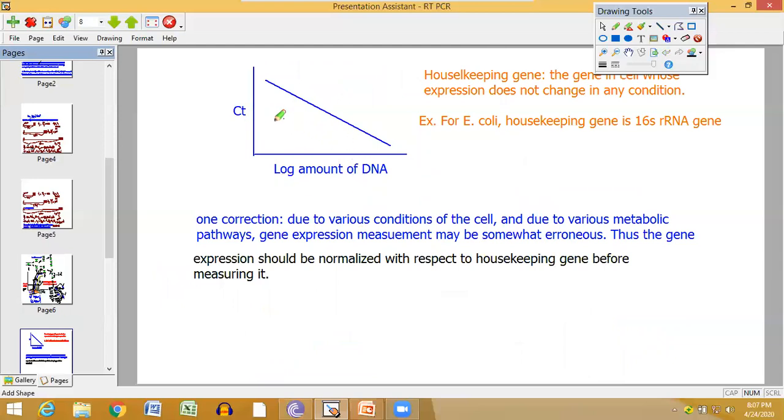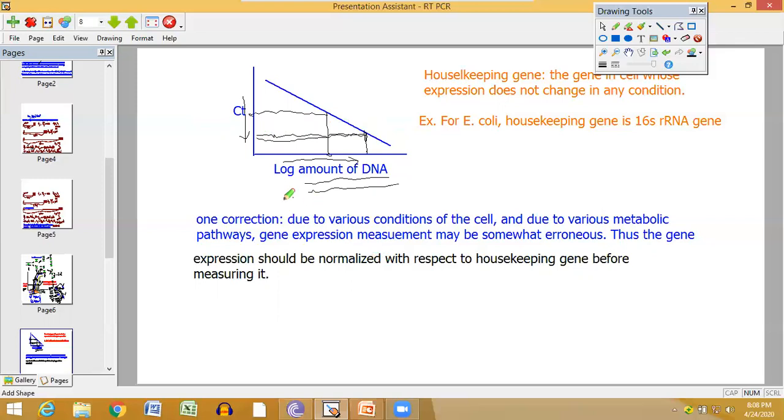Okay. So if you see, as long as DNA amount is increasing, the CT is decreasing. That means if you have more amount of DNA, then you have lesser CT. Here the DNA is less, so here the CT is higher. But here the DNA is more, so here the CT is less. This is one popular graph that you have to always remember.